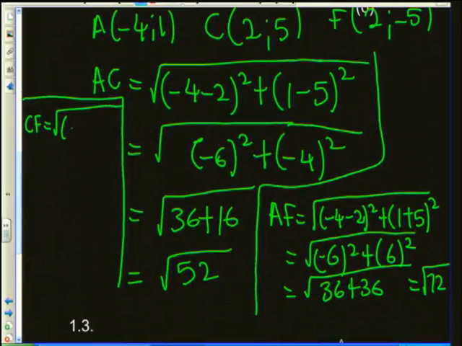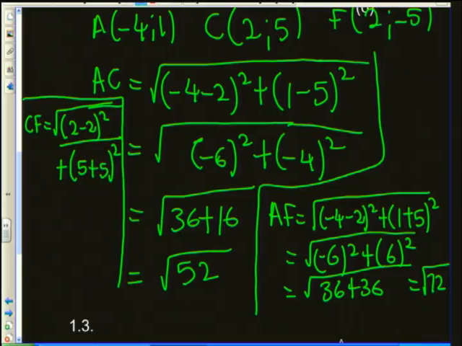change in the x values, -4, no, that's not C. So it's 2 minus 2 all squared. Allow me to write it here below, plus 5 minus -5, so it's 5 plus 5 all squared, and this is all under the root sign. So 2 minus 2 is 0, so it's a square root of 0 plus 10 squared. Okay, so it's a square root of 100, which is equal to 10.